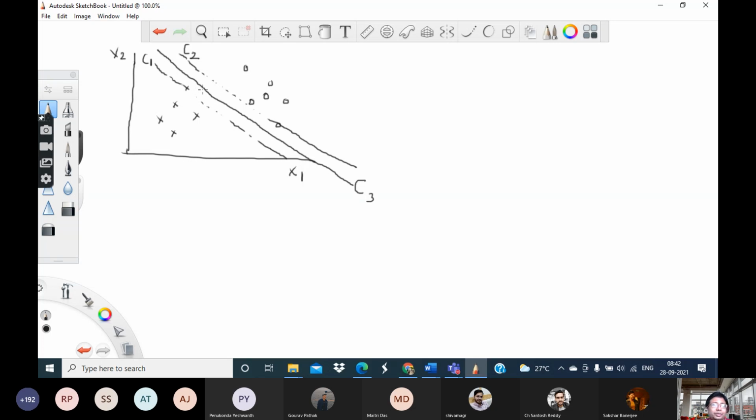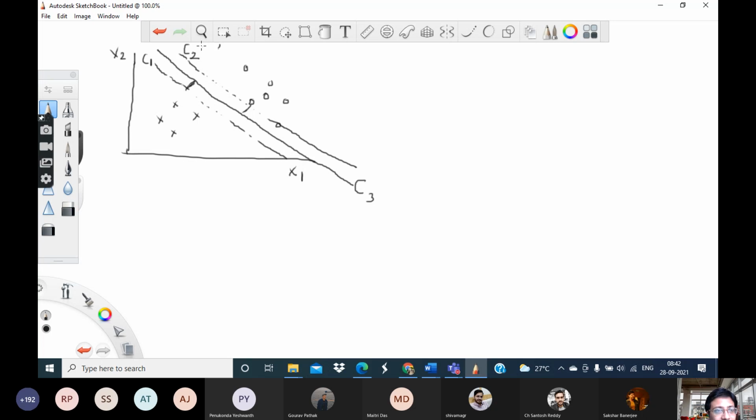You will agree with me that C3 has equal margin from both the classes, quite obviously, because that is the way I have designed it. I have drawn these two marginal classifiers, then drawn the line exactly in between the two parallel marginal classifiers, so it has to have equal margin from both classes. And that margin is equal to this distance plus this distance, which is the distance between these two parallel lines.